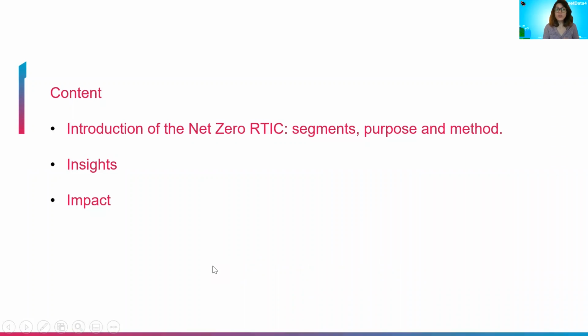I want to start by presenting the contents of this presentation. First of all, we introduce the Net Zero Arctic. This is the data set. We talk about its segments, its purpose, and the method we use to create it. Then we present a few insights. These are findings that we have extracted from the data. And lastly, we will talk a little bit about the impact these kinds of data sets may have on wider conversations. So let's get on to it.